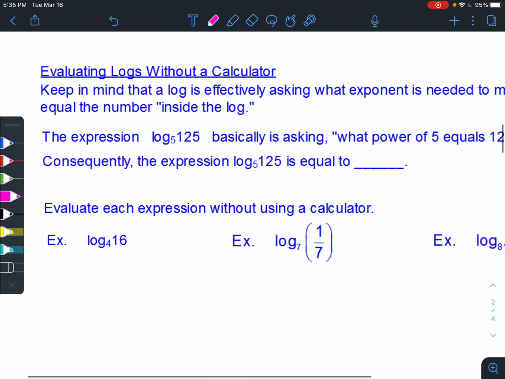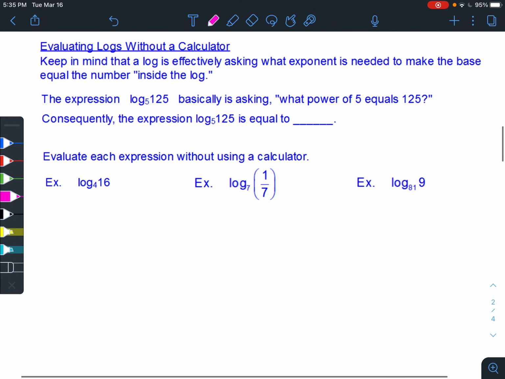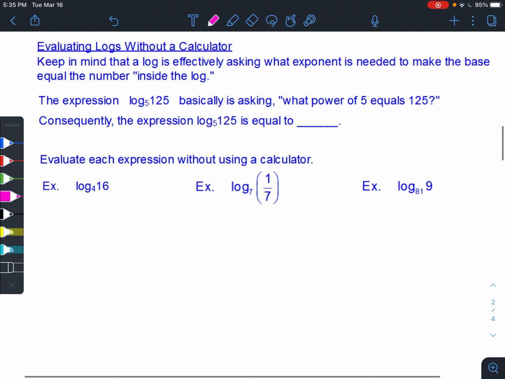All right, moving on. Evaluating logs without a calculator. Now this is what some people find fairly challenging, but anyway, here we go. Keep in mind that a log is effectively asking what exponent is needed to make the base equal to the number, quote unquote, inside the log.